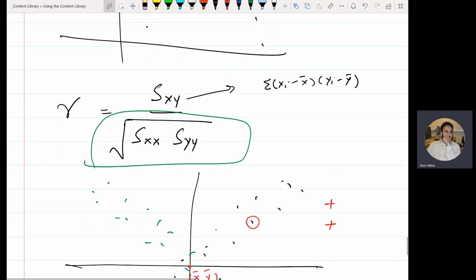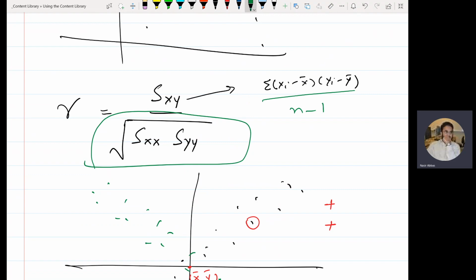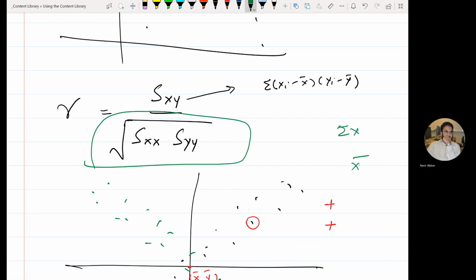If you divide SXY by n minus 1, it becomes the covariance. No difference. What is the difference between sum of x and x bar? Sum of x is the total and x bar is per unit, right? Per unit. So if you divide by the number, it becomes the variation per unit. Sxy is the total variation. If you divide it by n-1, it will be per unit variation.